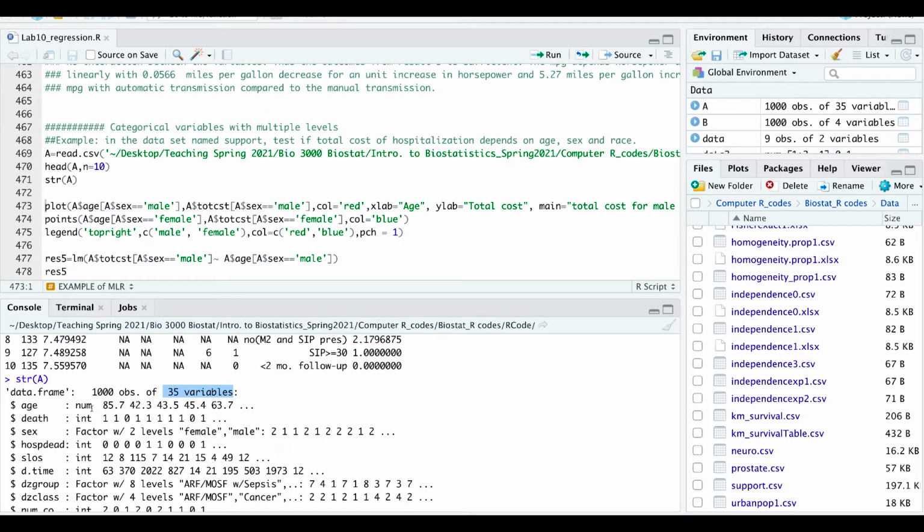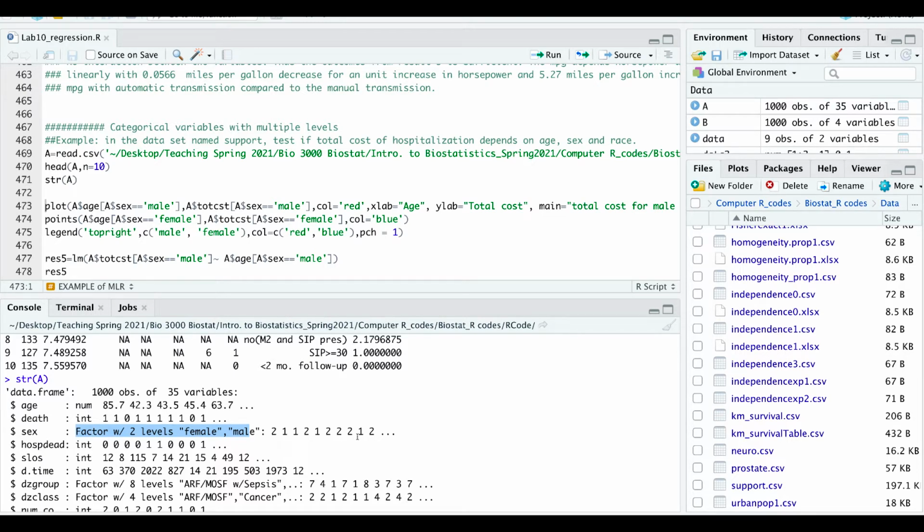So age is a numerical value. Death is an integer, but it is categorical because death is either dead or alive, so that is 1 and 0. And sex is also a factor variable. It has two levels, male and female, denoted by 2 and 1. Female is 2, male is 1. They are denoted like that.